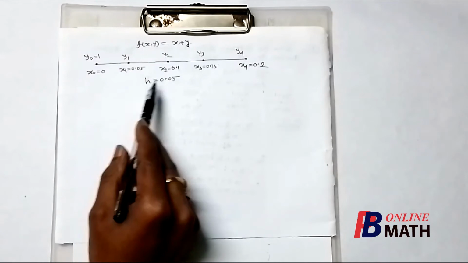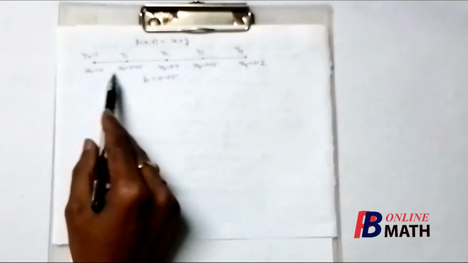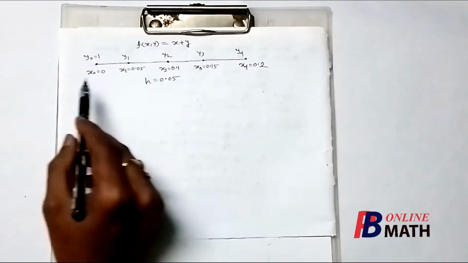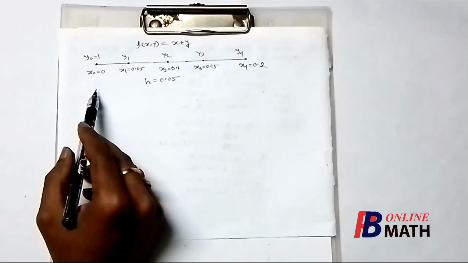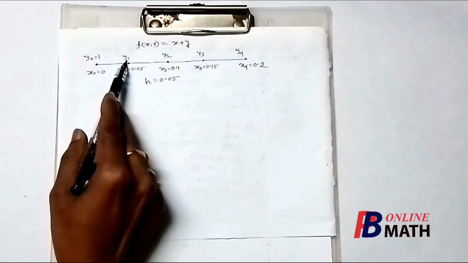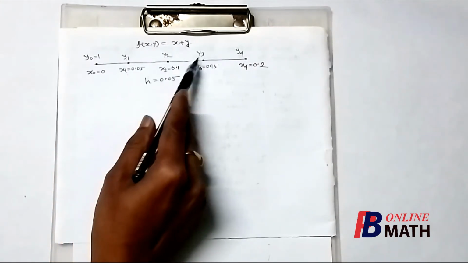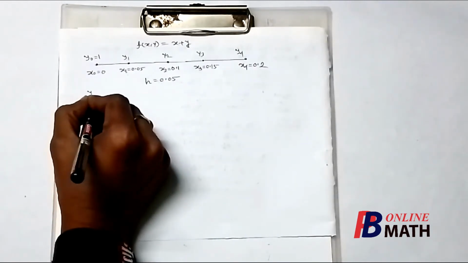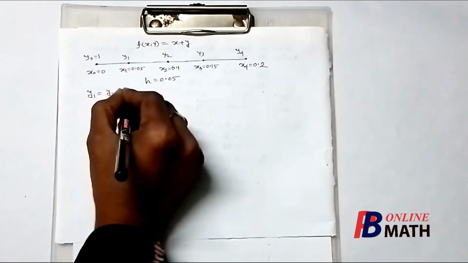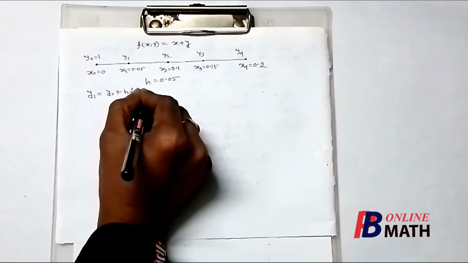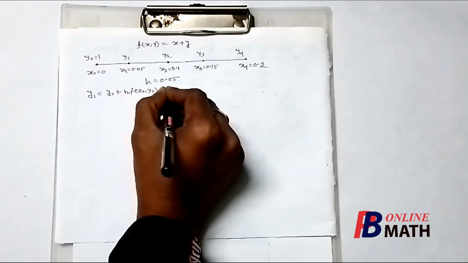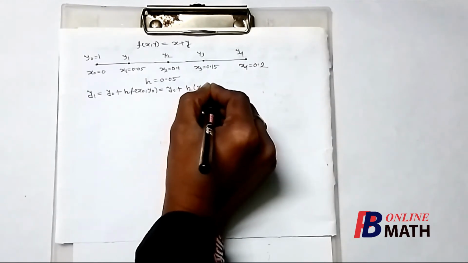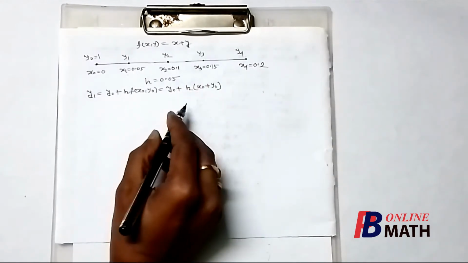So if we assume h equal to 0.05, then we get these 5 points, x0, x1, x2, x3 and x4. Now this value is given. Now using this Euler method, we shall find y1 and then we shall find y2, y3 and finally we shall find y4. We know the formula as y1 equal to y0 plus h into f(x0, y0). That means y0 plus h into (x0 plus y0), because f(x, y) equal to x plus y.